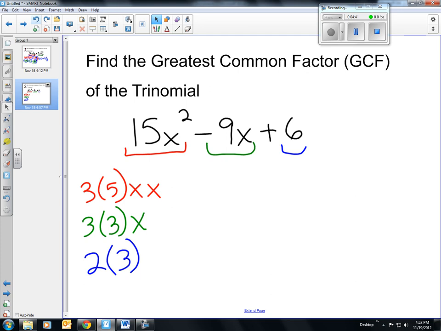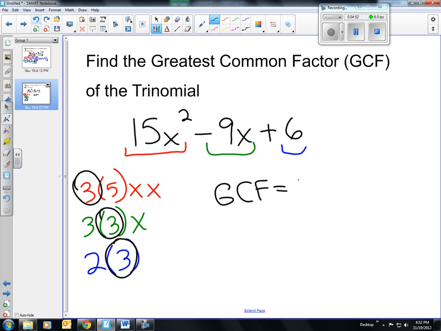Then we try to find what is common between all 3 of them, and we can see pretty quickly that they all share a factor of 3. So the GCF here is simply the number 3, because the 6 does not have a variable to share in the greatest common factor.